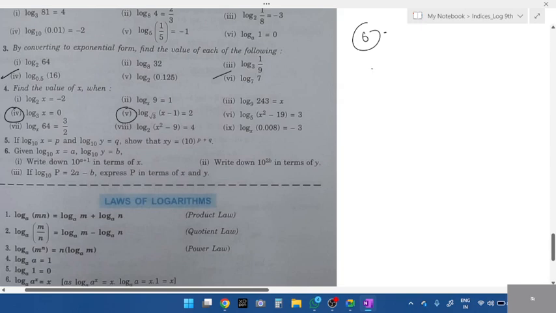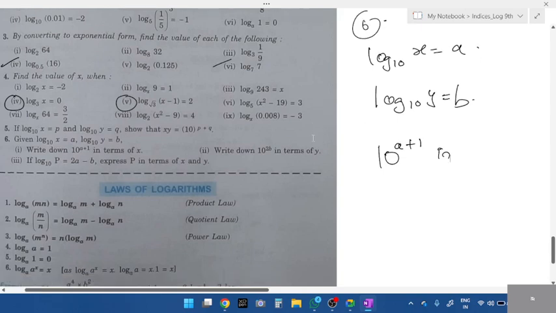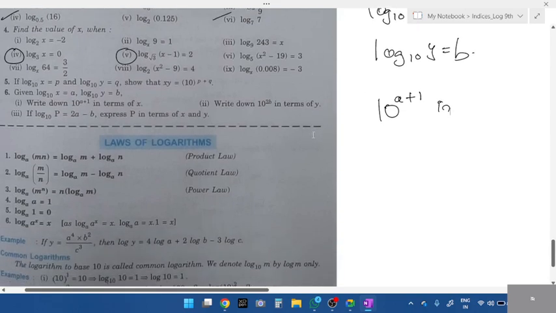Now all the mains. Log 10x is equals to a. What's the second equation, students? Log 10y is equals to b. What you have to write? Write down 10a plus 1 in terms of what? Can you check and let me know sixth main? Do you have it or is it cancelled?